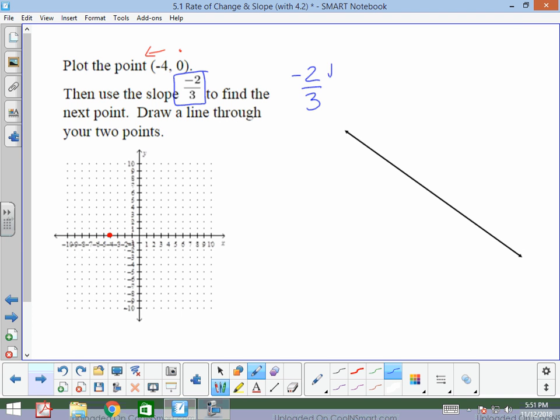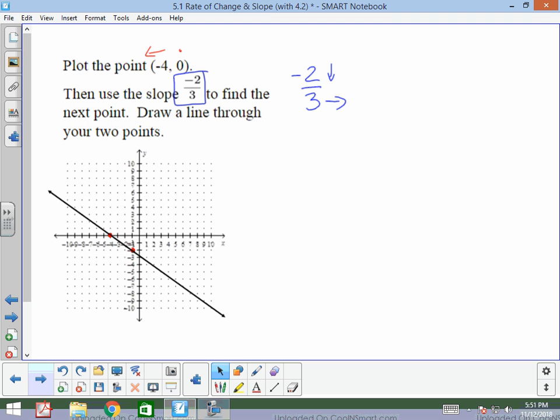Now, the second point starts at -4, 0, but the slope is -2/3. So we're going to go down 2 and right 3 from -4, 0. So down 2 and right 3. Lands right there. And then we're going to draw our line through those 2 points. So again, straight line, use a straight edge, make it long, not short and squatty, and make sure arrows are on both ends.